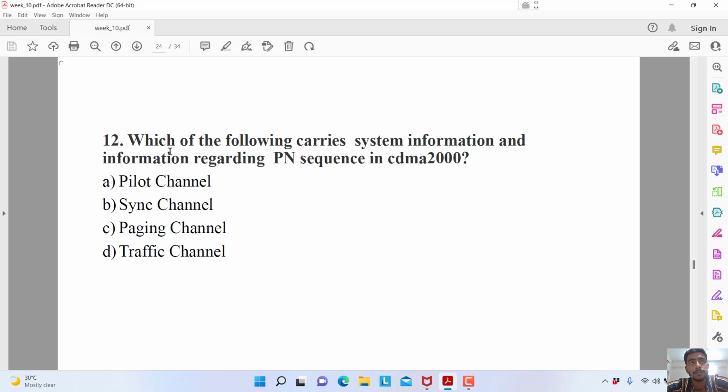Next: which of the following carries system information and information regarding PN sequences in CDMA 2000? Again, we are asking what is the role of the channels, why we are using them, and what is the purpose. From there we can get the system information and information regarding PN sequences. For this we are using which channel? Pilot channel, synchronization channel, paging channel, and fourth the traffic channel.